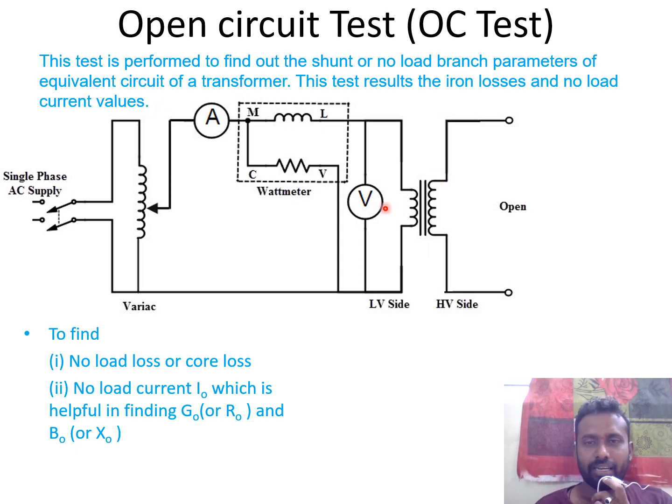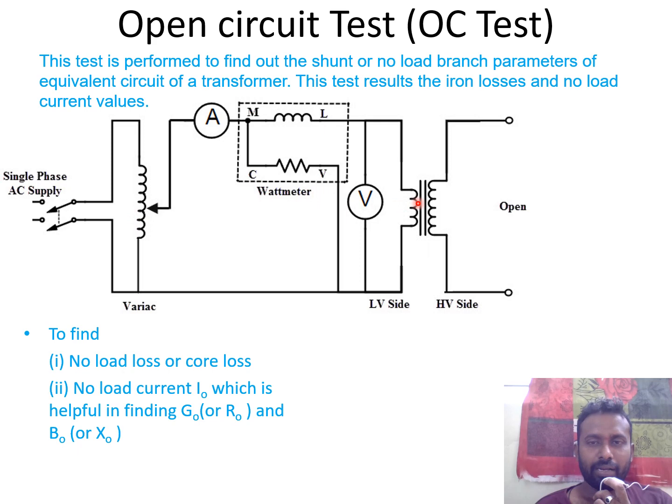Now you can see this is the actual transformer, wherein this is the low voltage winding, LV winding, and this is the HV winding, high voltage winding. The number of turns in LV is less and the number of turns in HV will be more, and this is the core between them. The high voltage side is generally kept open. In an open circuit test you have to open the high voltage side and connect the supply and measuring instruments on the LV side.